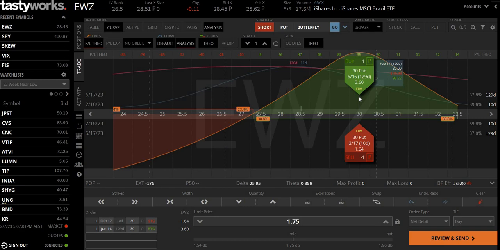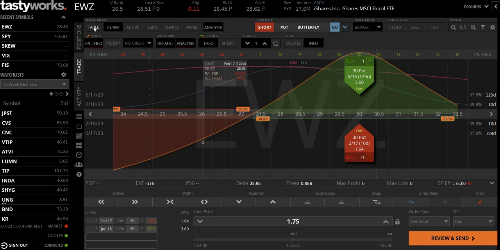So in other words, I invested $183. I could potentially walk away with $283. So that's a significant return within 10 days. And my maximum loss on this deal is the money that I invested, which is $183.